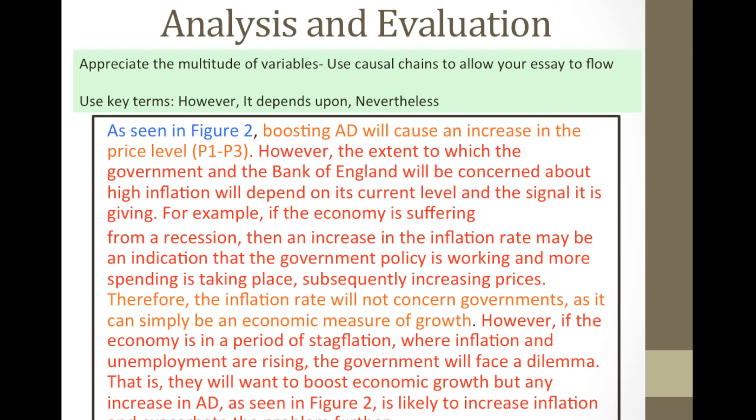So again, pause the video, read this and see how I've built it up to talk about the multitude of variables and the different ways that we can be affected by boosting the rate of growth. I've just put: appreciate the multitude of variables and use these causal chains to allow your essay to flow. With causal chains, I'm just saying link it through that analysis. So as a result, this will happen, consequently this will happen, and then however this may happen.